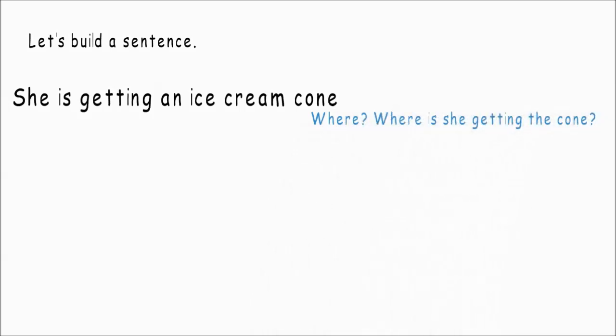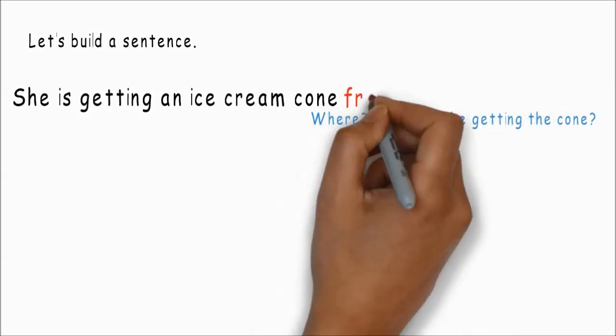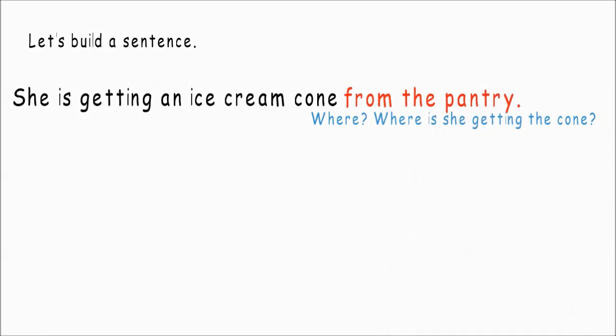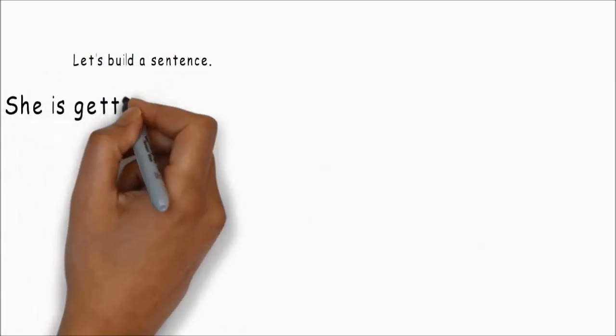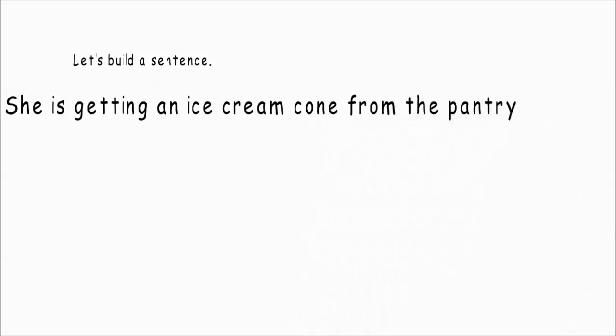Where? Where is she getting the cone? From the pantry. Okay. Or like a closet, food place, food closet. Let's build a sentence. She is getting an ice cream cone from the pantry.